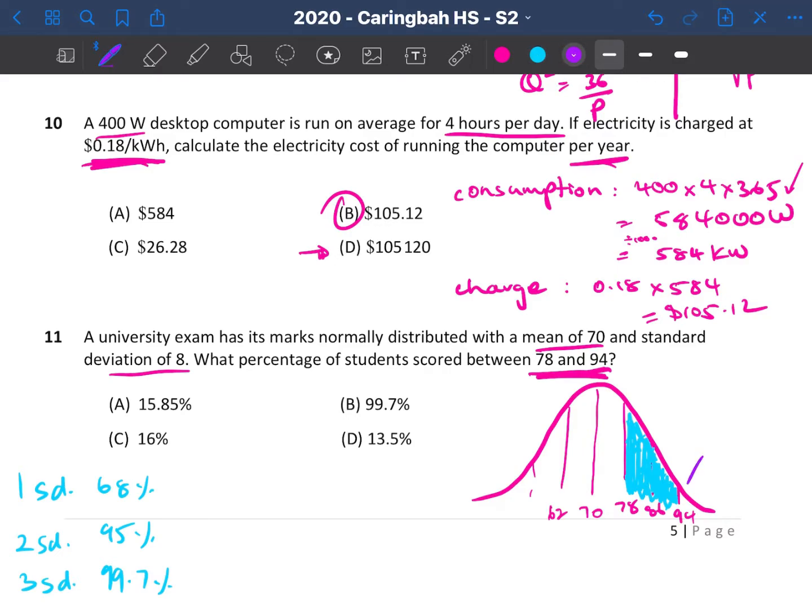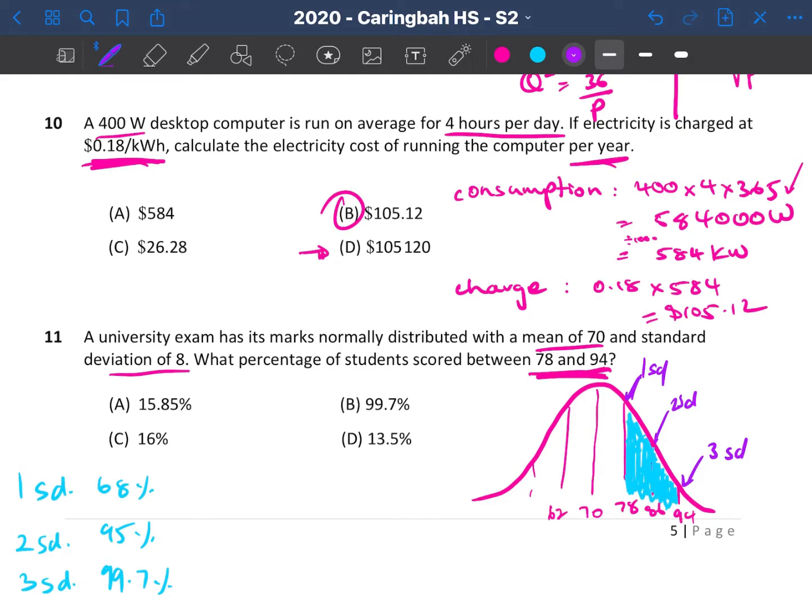How about I break this down? This score here is 3 standard deviations, this score here is your 2 standard deviations, and this score is 1 standard deviation. Okay, so 94 is 3 standard deviations away, 86 is 2 standard deviations away, and 78 is 1 standard deviation away.